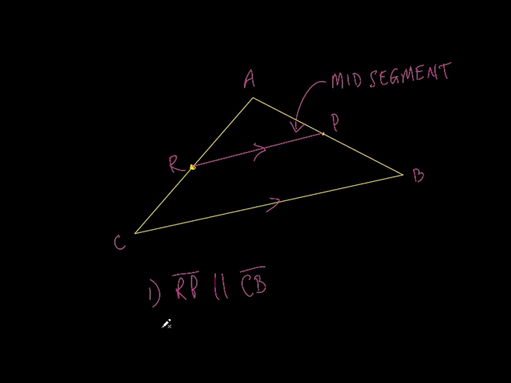How many things did I say we know about this? 3. Nope, 2. There are 2 things that we know about this. First of all, the midsegment is parallel to that third side. And it's also, something we kind of talked about with the trapezoid, half the length of CB. So the length of RP is equal to half the length of CB.